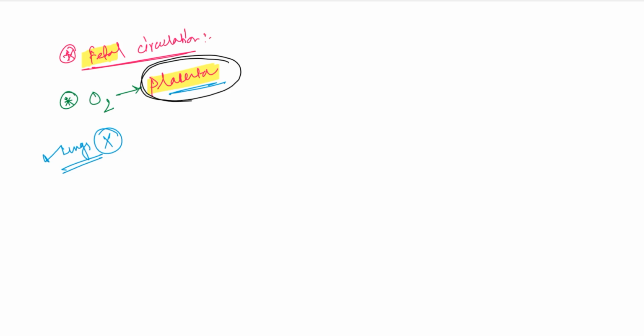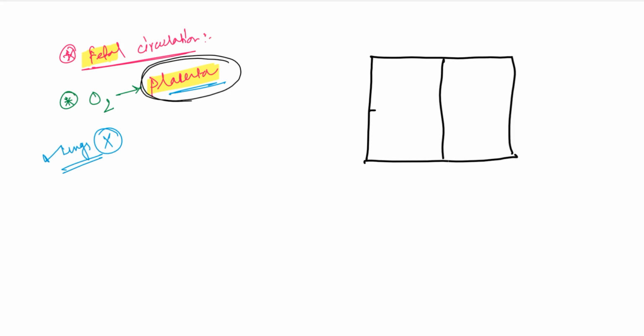Let's again draw the same schematic diagram for the fetal circulation. This is the fetal heart and all its four chambers. Again the same thing: the superior vena cava, inferior vena cava, pulmonary artery, aorta, pulmonary vein, and the tricuspid valve and the mitral valve. Let me erase these portions.